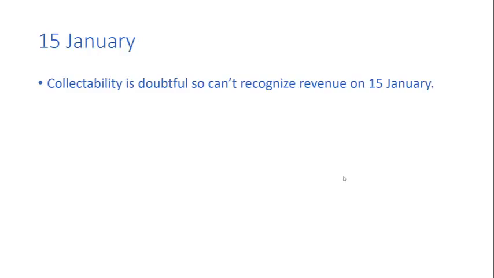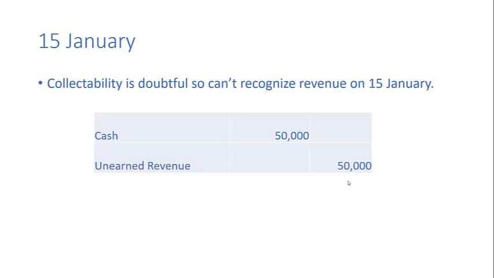Focusing first on the 15th of January, this is when the scrum machine is delivered, and at this point in time a deposit of $50,000 is received. However, the balance of $450,000, well, collectability can't be assured. So, at this point in time, we can't recognise the receipt of revenue, but we have to do something with the deposit. So what we do is we recognise the receipt of the deposit, cash, and because we can't recognise the revenue yet, we have to credit a liability account, unearned revenue.